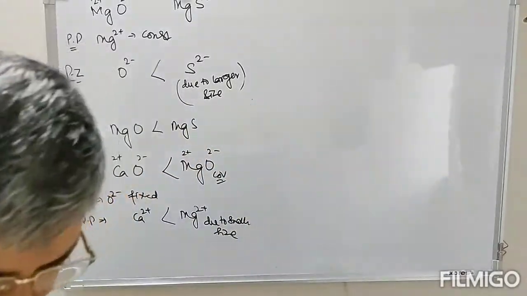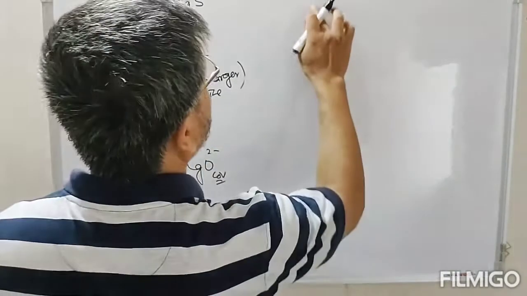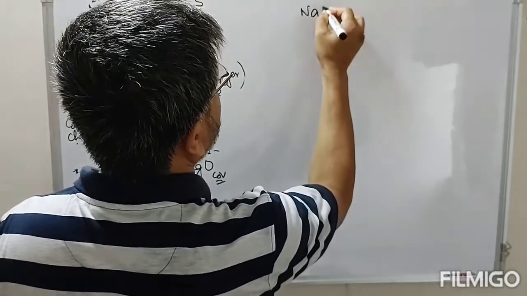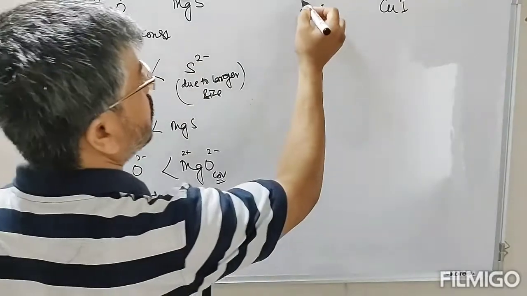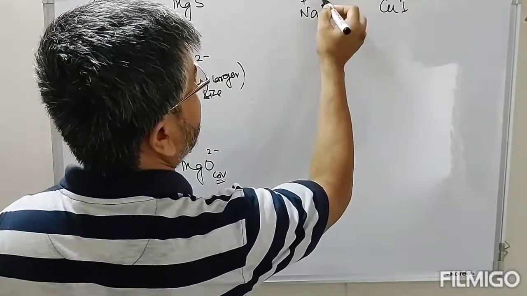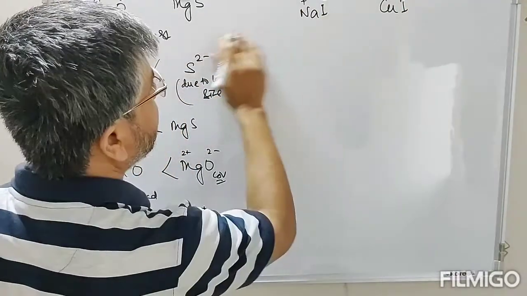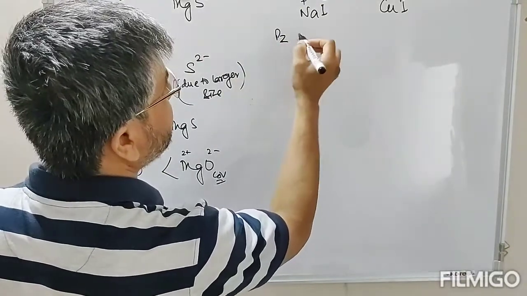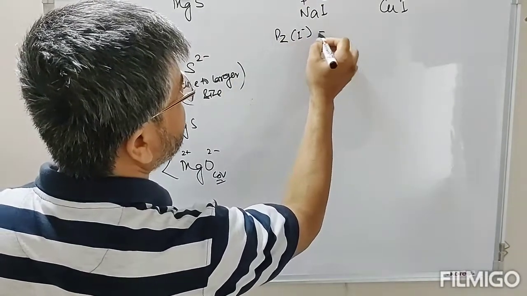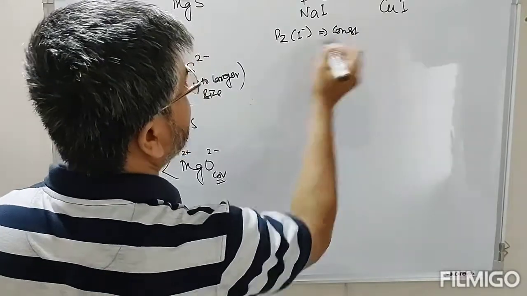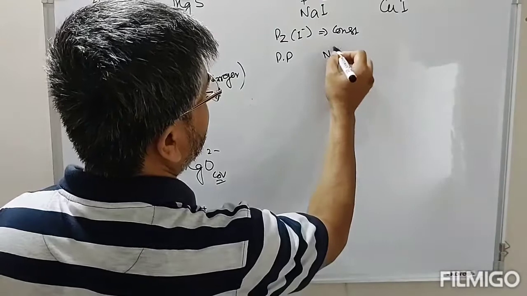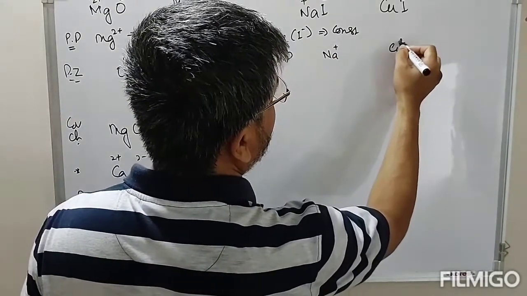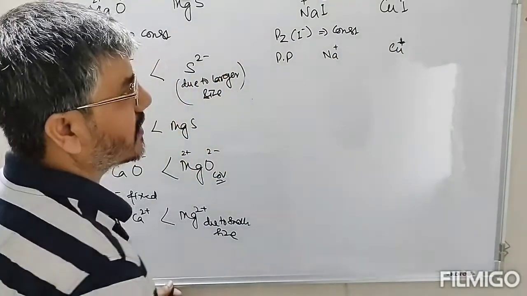So take one more example. Take this sodium iodide and cuprous iodide. Sodium plus, copper plus, I minus, I minus. If you look at this, the polarizability that is of I minus is constant, but we can see the polarizing power. So we have Na plus and copper plus.